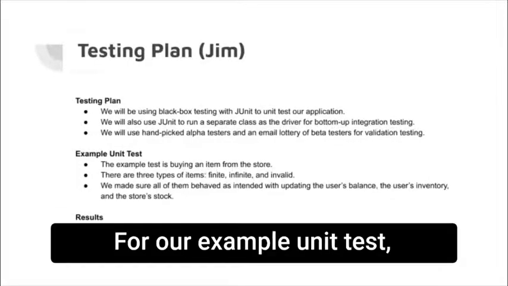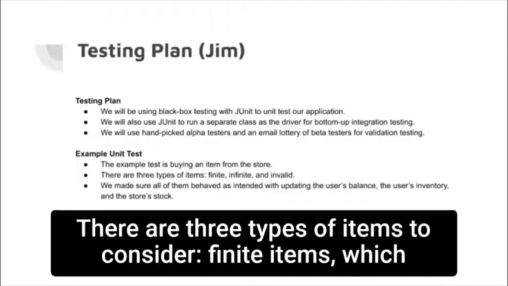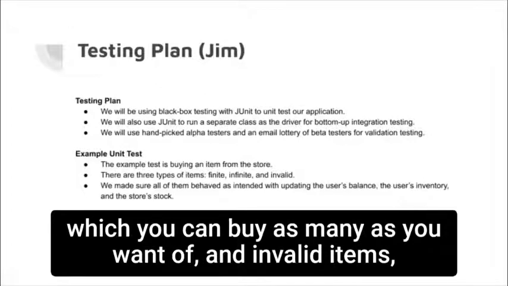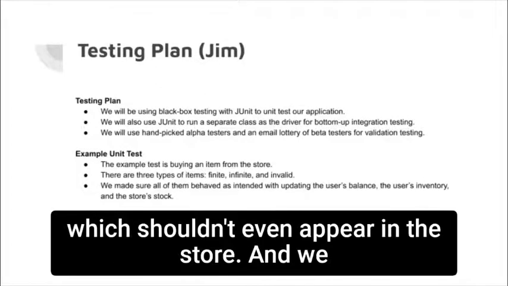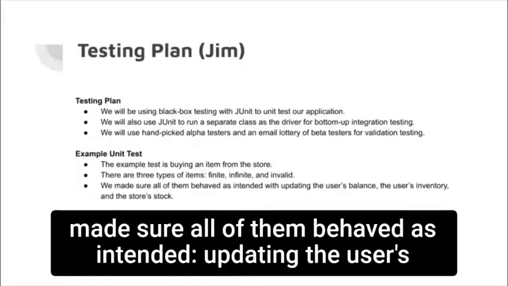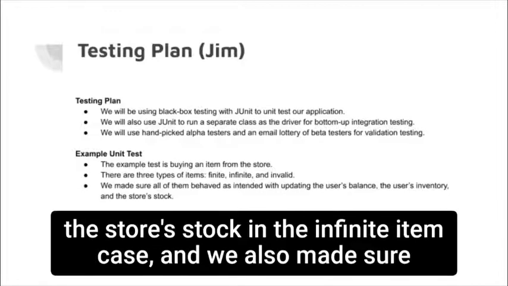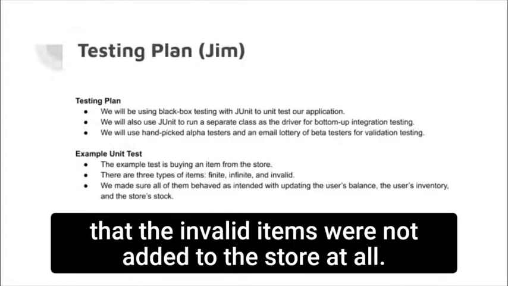For our example unit test, there is buying an item from the store. There are 3 types of items to consider: finite items, which have a certain quantity that you can buy; infinite items, which you can buy as many as you want of; and invalid items, which shouldn't even appear in the store. We made sure all of them behaved as intended, updating the user's balance, the user's inventory, and the store's stock, or not updating the store stock in the infinite item case. And we also made sure that the invalid items were not added to the store at all.